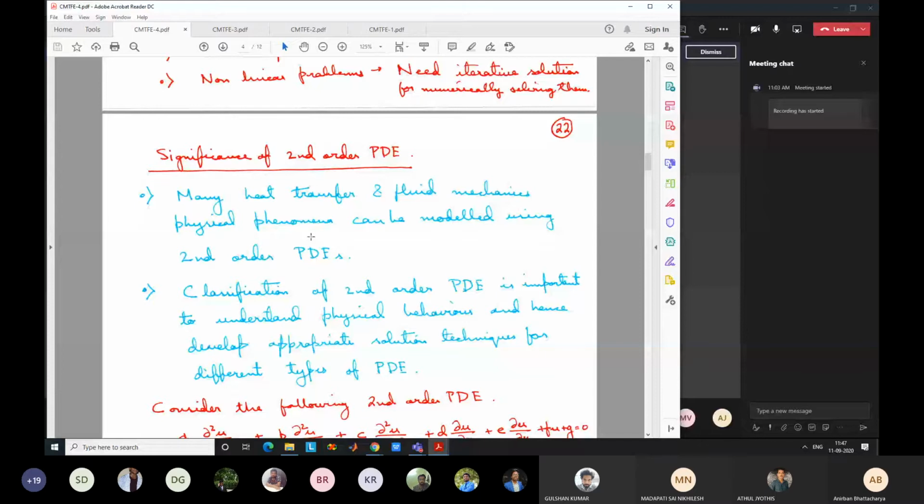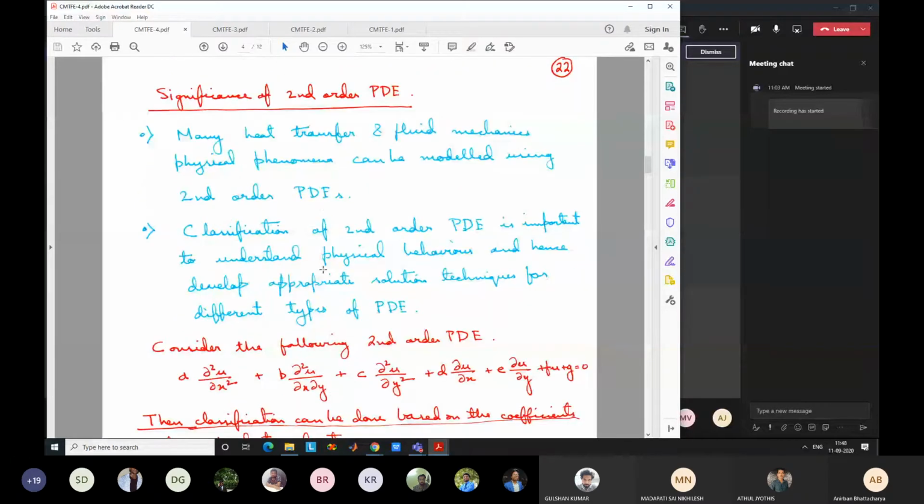Okay, in some cases it can be simplified to a first order equation also, but in most cases in the general form it's a second order PD. Other problems also, like acoustic problems and wave propagation, are also second order PD. So as a result, this classification of second order PD is very important. Why? Because this gives us an understanding of the physical behavior of the solution of the second order PD.